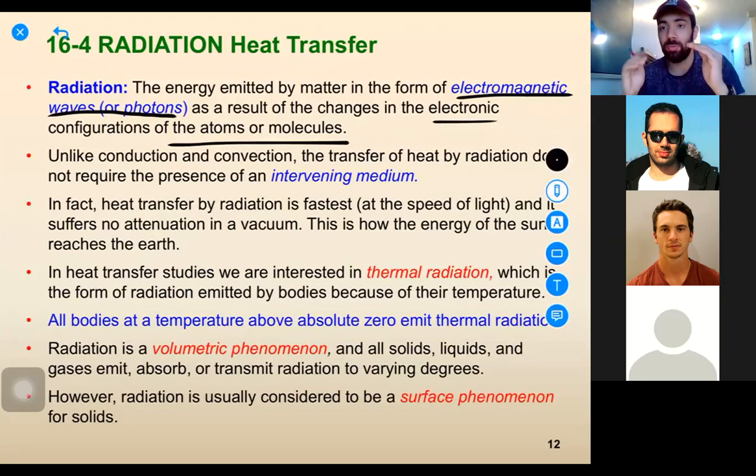For example, if you remember the free electrons in atoms, they get energy, they go to a higher energy level, and then when they come back to the lower levels, they emit a package of energy, and this package of energy will be in the form of electromagnetic waves that will be transferred all the way to the other surface, and it doesn't need any medium or substance in between.